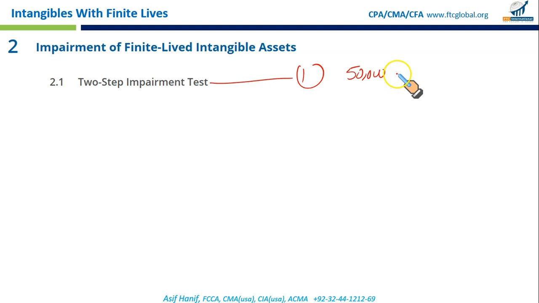What is it? It is the sum of undiscounted future cash flows from this patent or this intangible, including its disposal value. Whatever this asset will bring, it is a total of 50,000 undiscounted. No discounting has been done. We compare these undiscounted future cash flows with the carrying amount, which I just told is 70. So the first step tells us that there is an impairment.